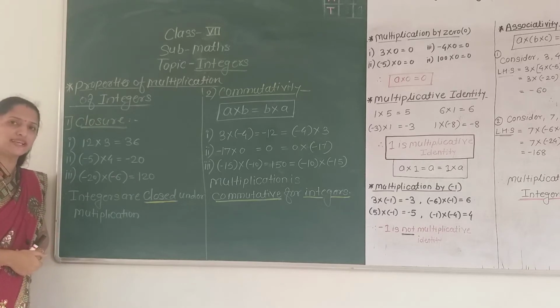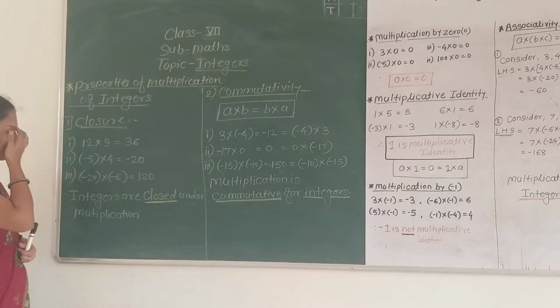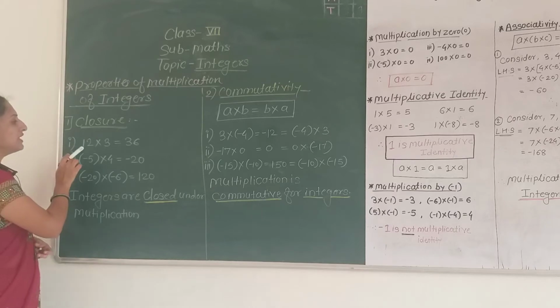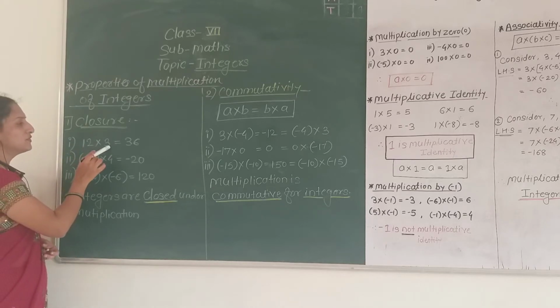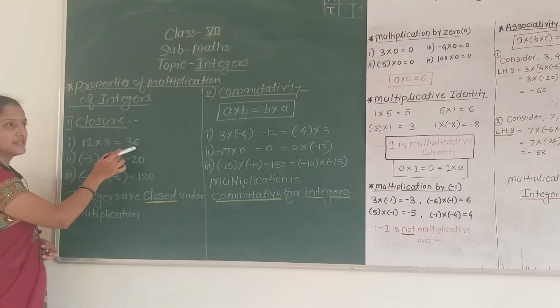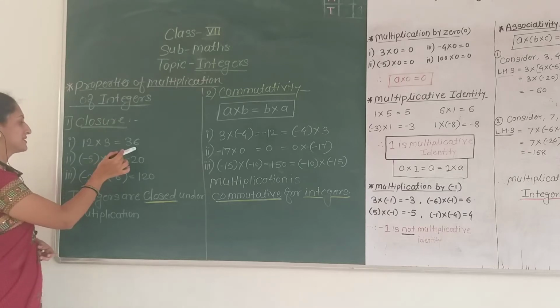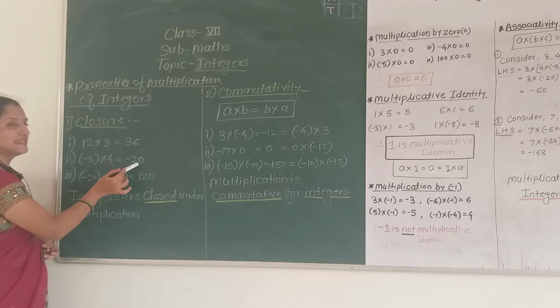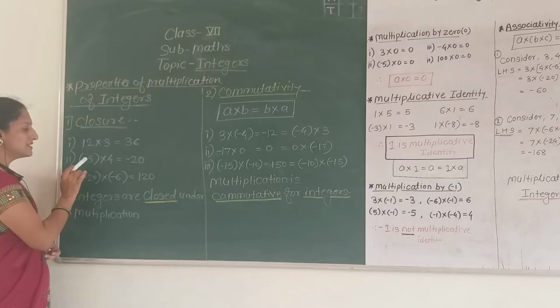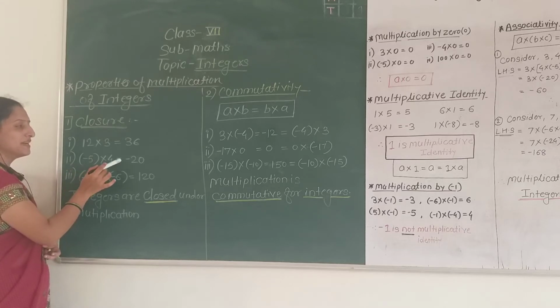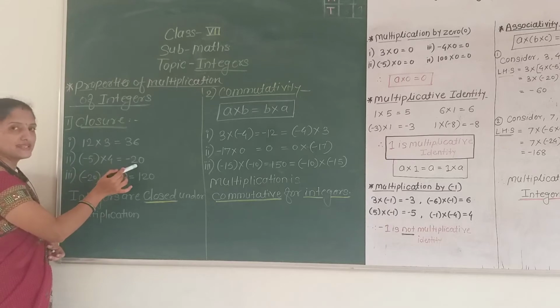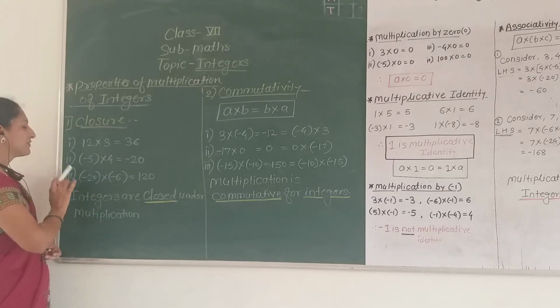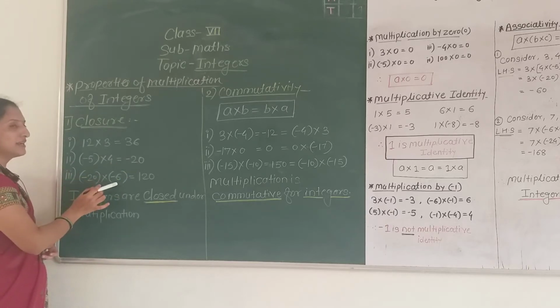What does this property say? Just look at here. Now 12 into 3. The answer is 36, that is, the product is 36. Negative 5 into 4. The answer is negative. Why negative? Since one integer is positive and one integer is negative. In multiplication, negative into positive, the product is negative. Right?